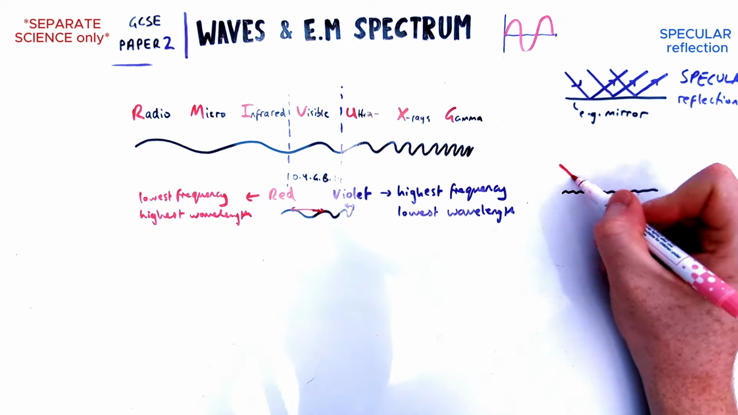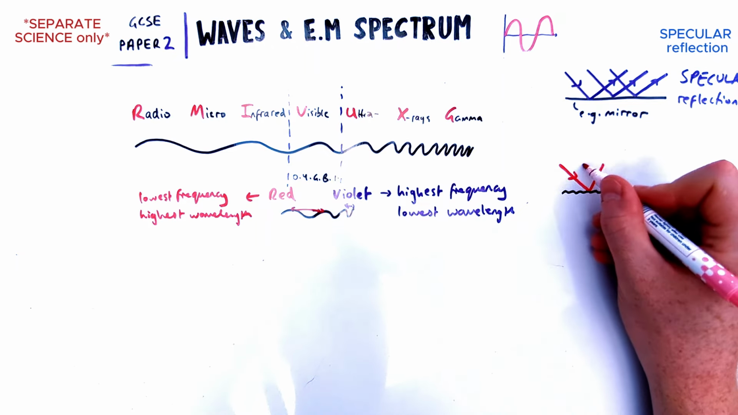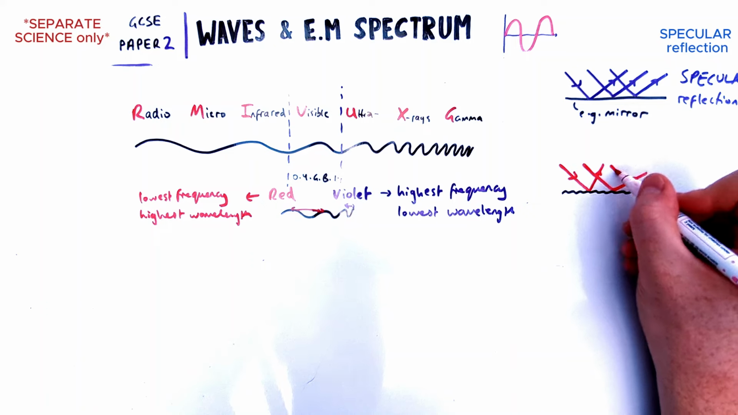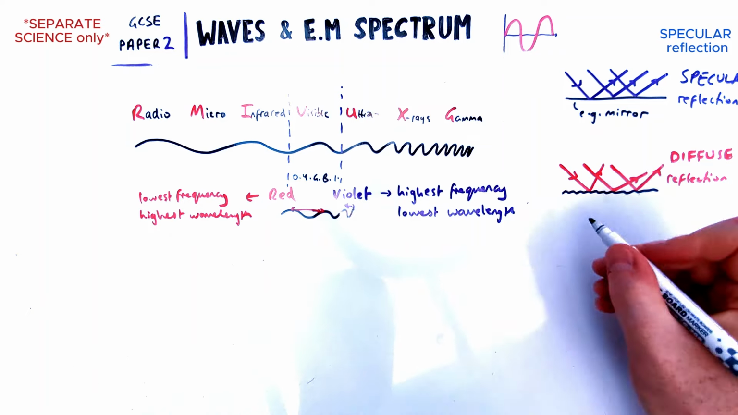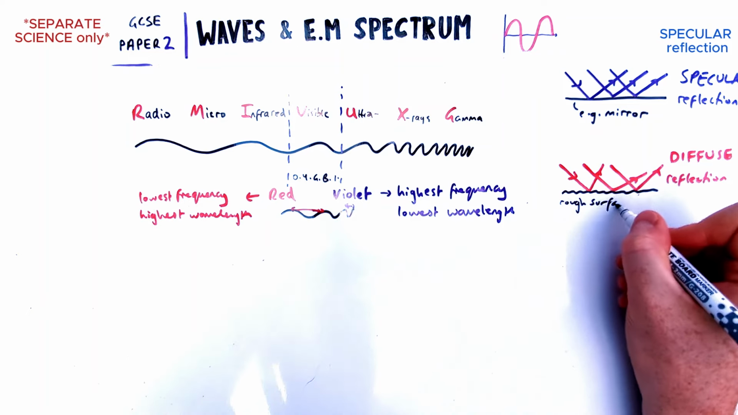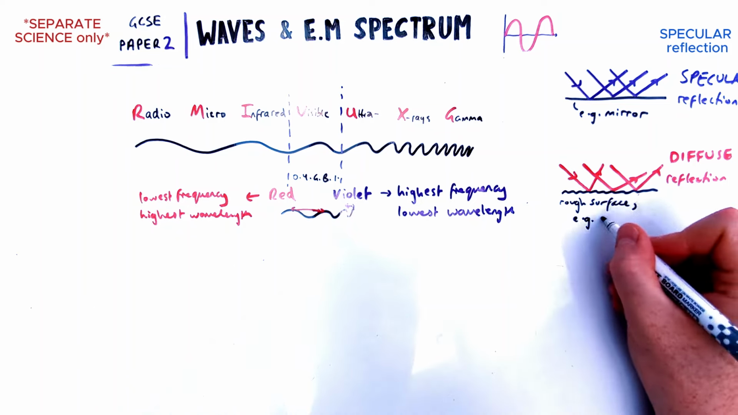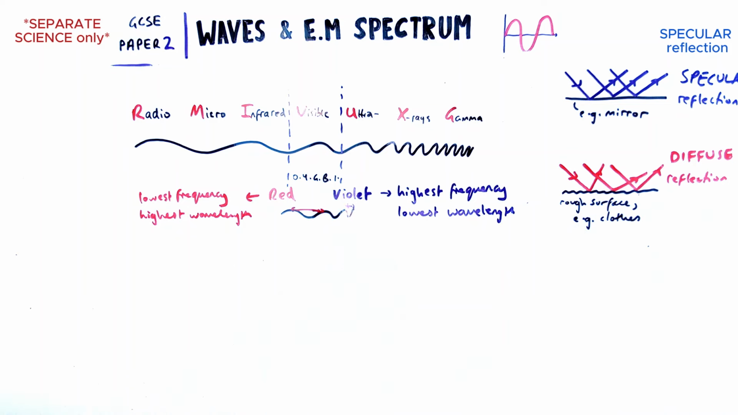The other type of reflection is from a more rough surface. This is called diffuse reflection. So as you can see, the rays of light enter the surface parallel to each other, but they exit at different angles because the surface is rough. It does not reflect them evenly, so they end up being scattered. So this would be any rough surface that's not a polished mirror, so clothes, carpet, walls, anything like that. So for this part of the video, we're just looking at diffuse reflection.